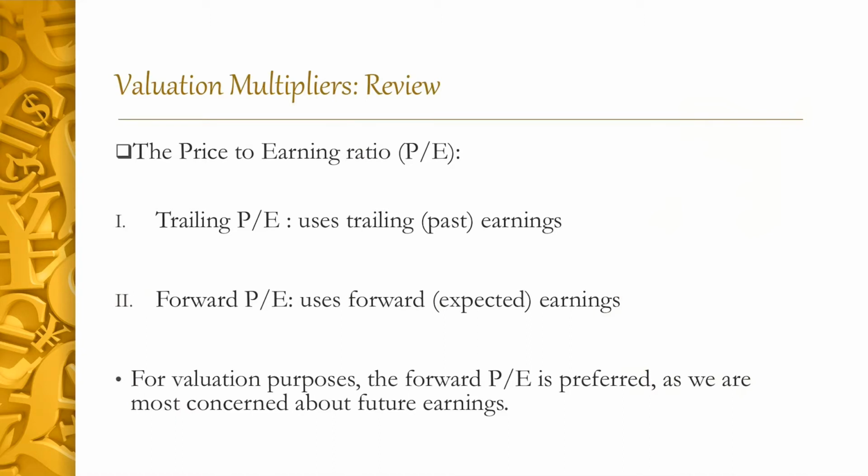The way to do that is to find a P/E ratio for a comparable firm and multiply that by the earnings per share of the company that we want to calculate its stock price for. The result of this multiplication would give us an estimate of the firm's stock price.